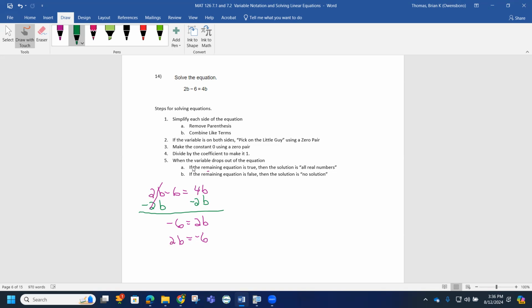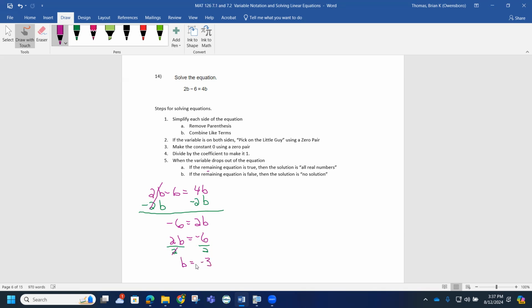I can also divide each side by 2 to make the coefficient of b turn into a 1. So I can do that. And notice how these 2's will divide out and turn into a 1. But 1b is the same thing as b. And negative 6 divided by 2 is then this negative 3.